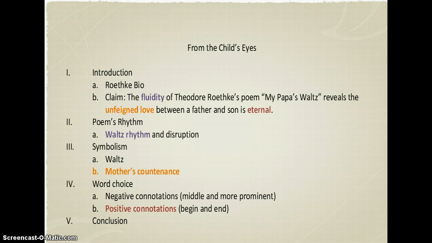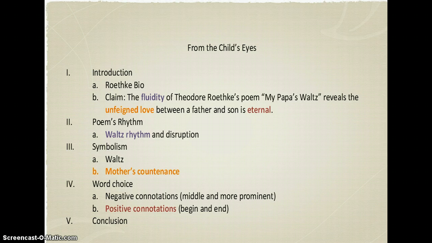My introduction again is going to establish my ethos by knowing about the author's biographical information. It will also help you to understand what the poet is trying to say. Authors write what they know, what they've experienced. So it is always important to know something about the author. And then followed by the claim. And here's my claim for this poem. This is how I have interpreted the poem.